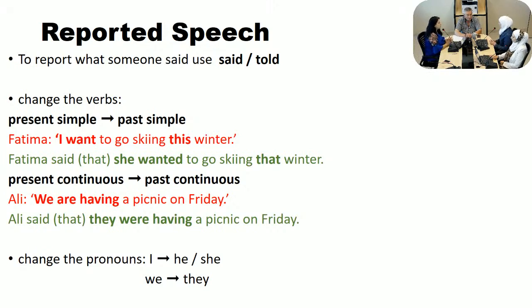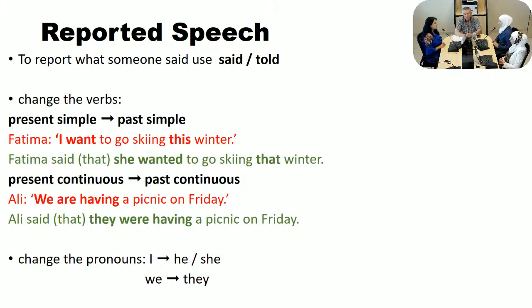She wanted to go skiing that winter. "Wanted" is in the past, and in the direct speech, it was "want" in the present. Why did we change "this" to "that"? This is the time reference, so everything near becomes far. Present continuous becomes past continuous. Ali: "We are having a picnic on Friday." Ali said that they were having a picnic on Friday. Of course, we can't forget to change the pronouns. "I" becomes "he" or "she," and "we" becomes "they."